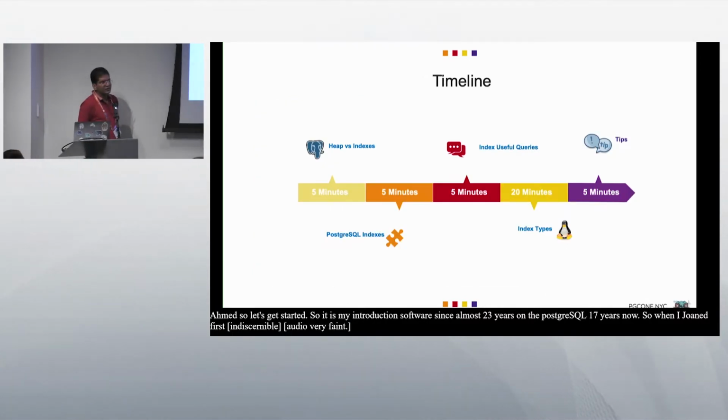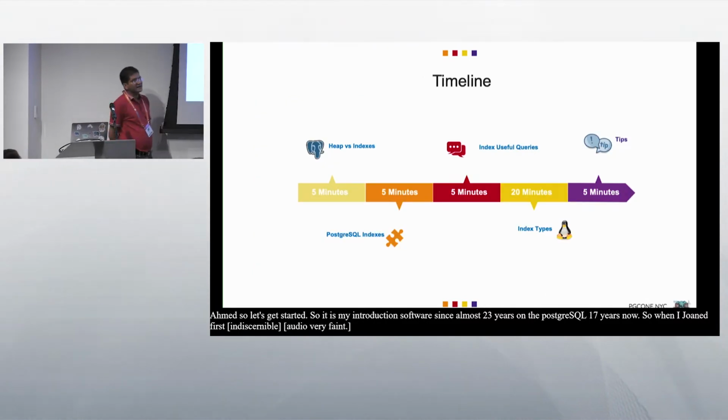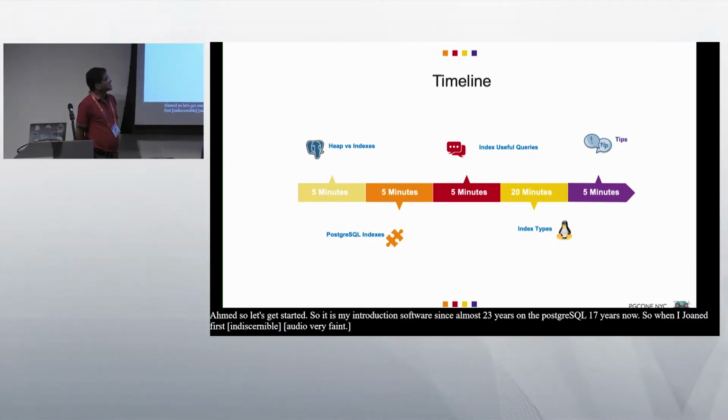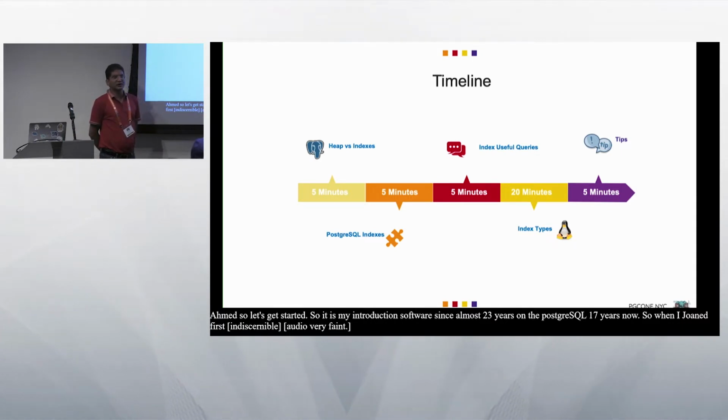Initially we will discuss the heap and indexes. We will discuss what the heap is, the word actually used in databases, specifically in PostgreSQL, then the indexes. Then we will discuss PostgreSQL indexes specifically, and then useful index queries. We will discuss some useful queries used for PostgreSQL indexes. Then the types of indexes that PostgreSQL supports. We will discuss each and every one.